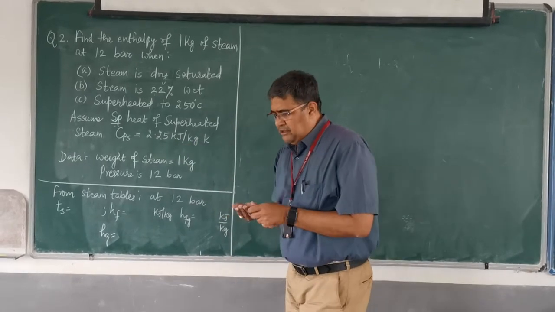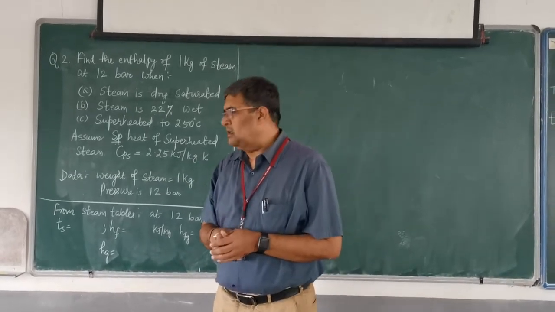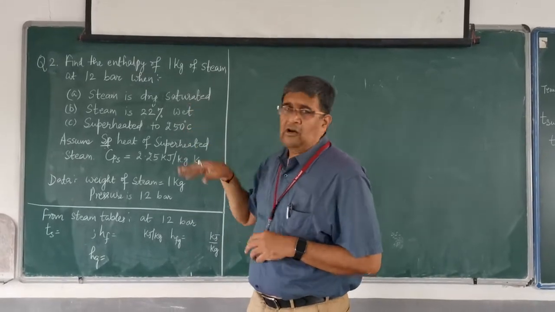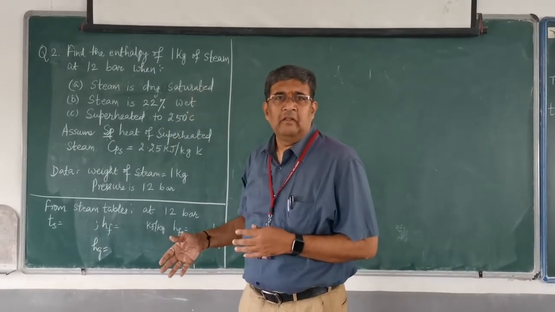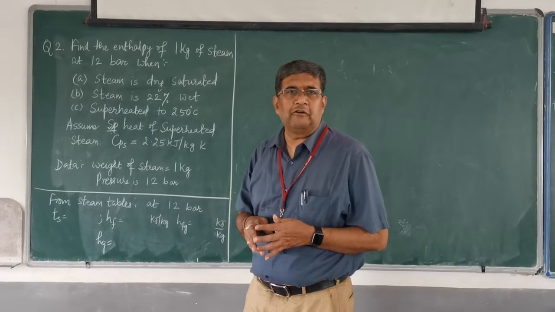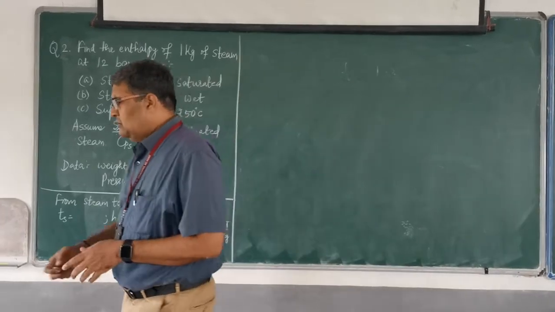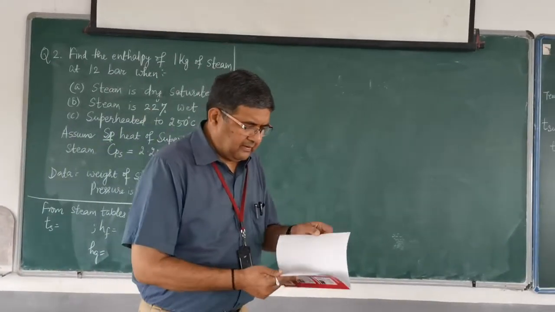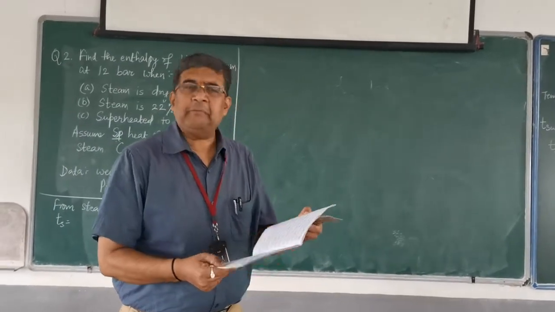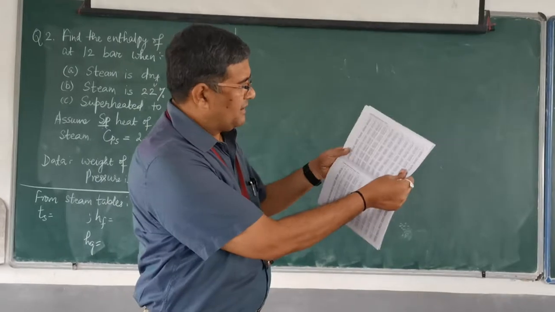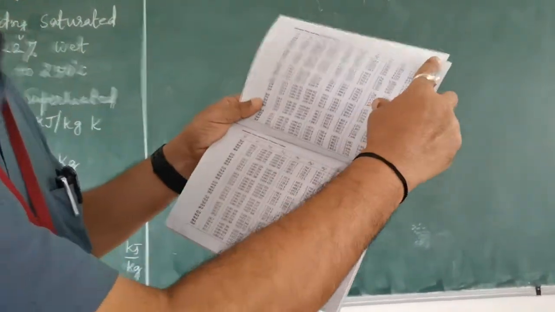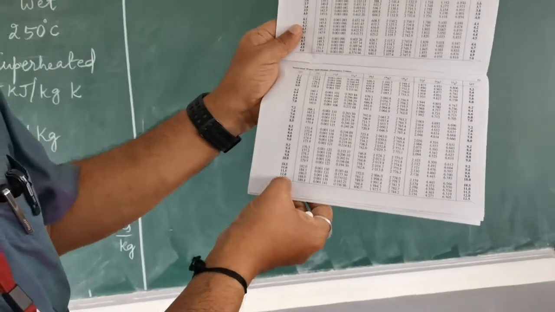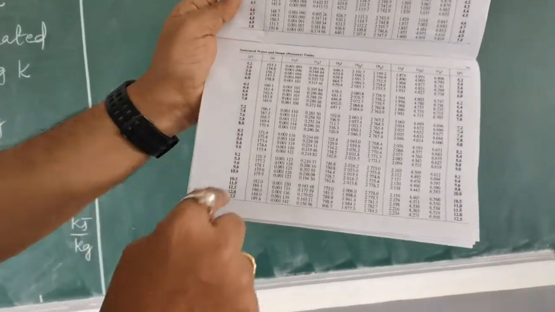So again, what we need to do is, because the various values at 12 bar are not given in the statement of the problem, we are left with no option but to refer to the steam table. So again, you take the steam table and go to the pressure based table, where the first column is P. In that you go to 12 bar. So we have here 12 bar, for example. The pressure is 12 bar.